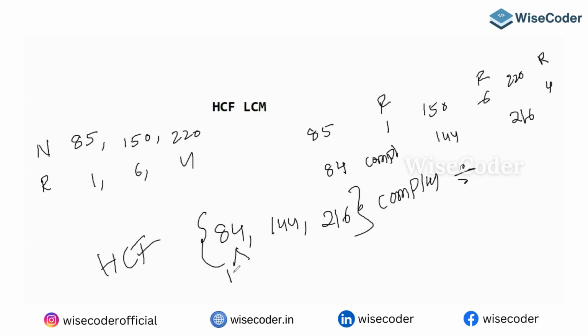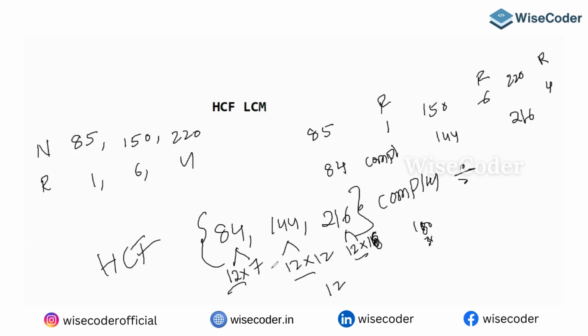84, how can I write it? 12 sevens. 144 also I can write as 12 into 12. Can I write this as 12 into something? Yes, 12 into 14 gives 168, no, 12 into 14... 216 is 12 into 18, 18 tens are 180, 18 twos are 36. So which one is common everywhere?